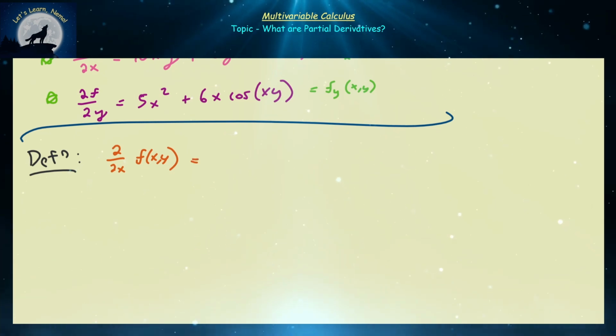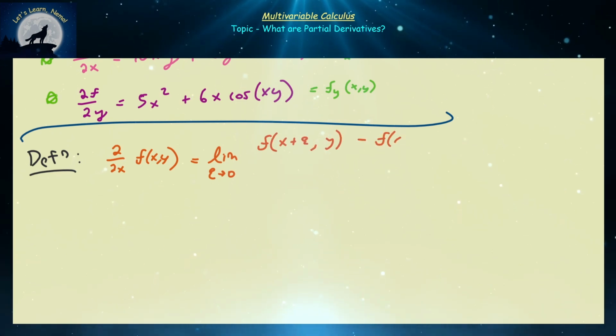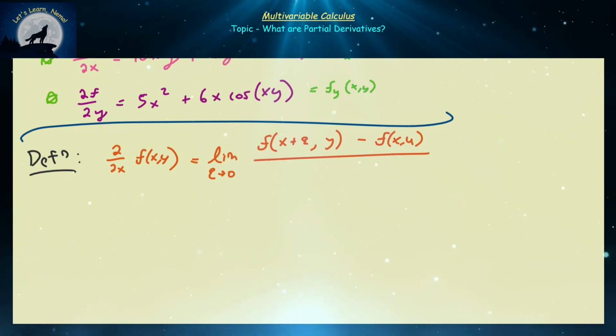It's the same approach. This is going to be equal to the limit, as epsilon goes to 0, of f of x plus epsilon, y, minus f of x, y, over epsilon. So we say that this, for a particular value of x, for arbitrary epsilon, typically positive, the partial derivative is equal to this number, the limit, provided that the limit exists.